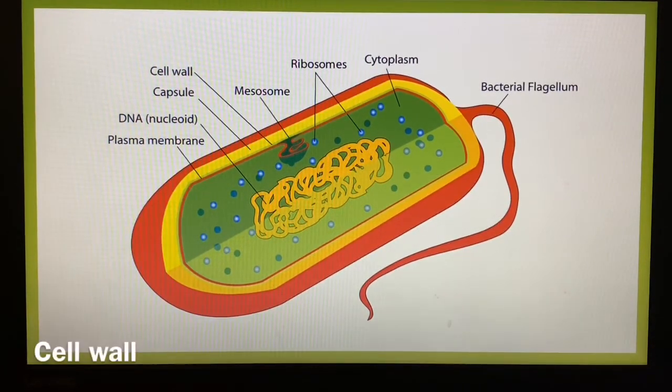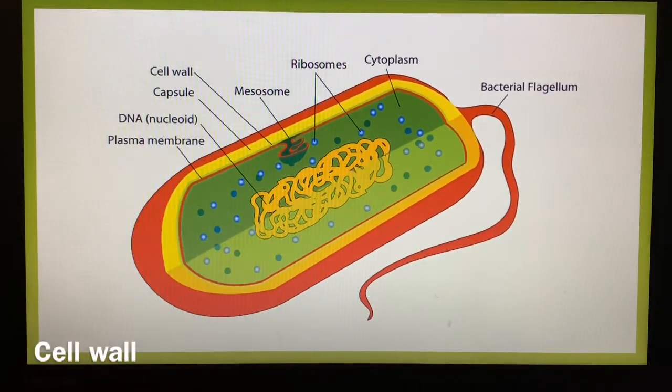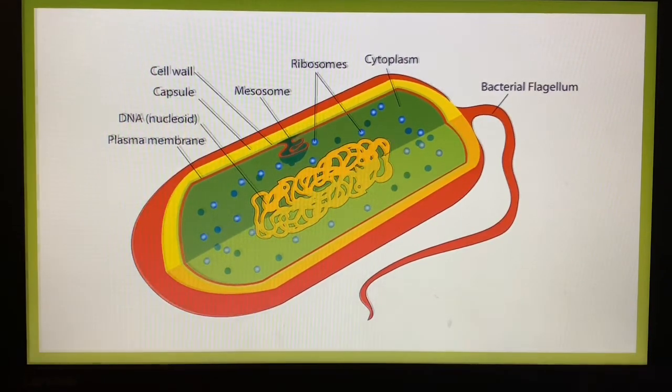Bacterial cell wall. Here it is. The rigid exterior cell wall that defines the shape of the bacterial cell is chemically complex. Thus, the structure of bacterial cell walls is quite different from the relatively simple structure of eukaryotic cell walls, although they serve the same functions, providing rigidity, strength, and protection.